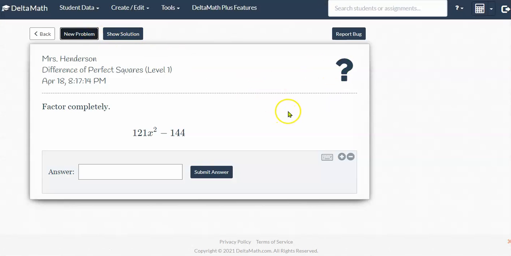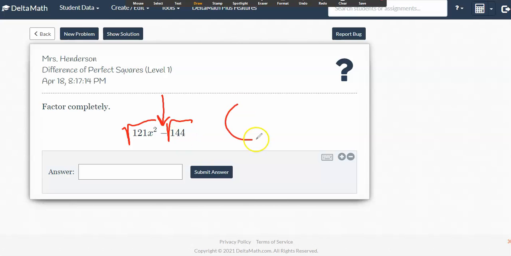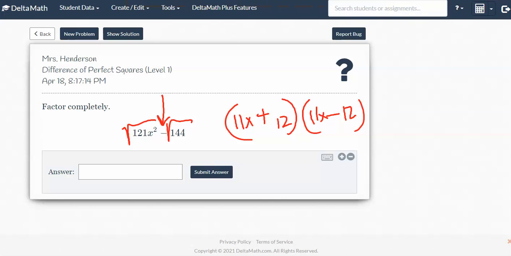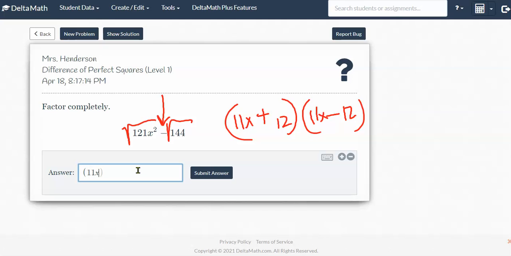Awesome, let's try that again. Remember, if you have a difference, that means a minus sign, of two perfect squares, 121 is a perfect square, 144 is a perfect square, then you have two binomials, one with a plus sign and one with a minus sign, and you simply square root the first term, write it in both sections, square root the last term, write it in both sections. So our final answer here is parentheses 11x plus 12, parentheses 11x minus 12.